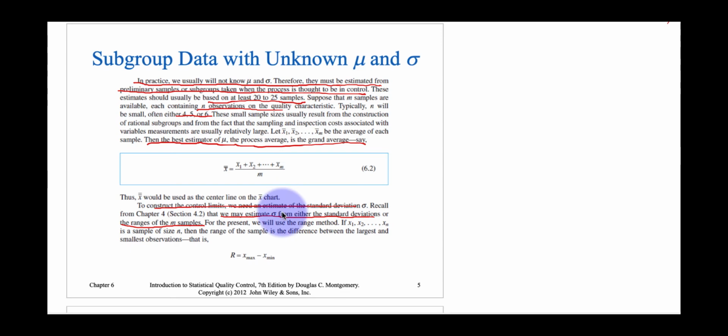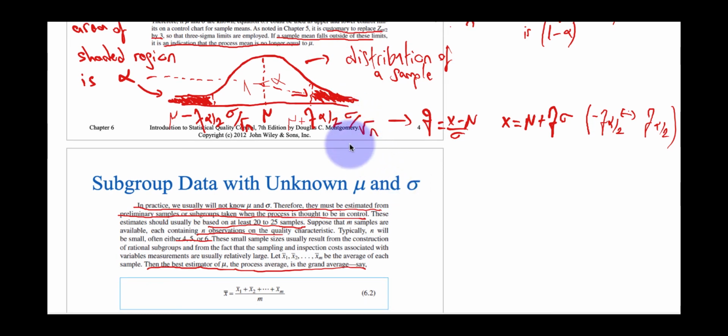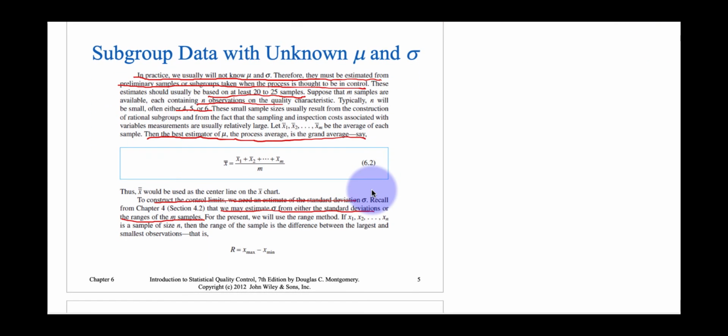So also to construct the X-bar control chart, we also need to know the standard deviation, right? Because of these limits, we need to know the standard deviation. But we do not know this, so we need to estimate it. To estimate the standard deviation, we can use two things. One is the range, the other one is the usual standard deviation. But in this case, first we do not use the usual standard deviation. We are going to estimate the standard deviation by the range values.